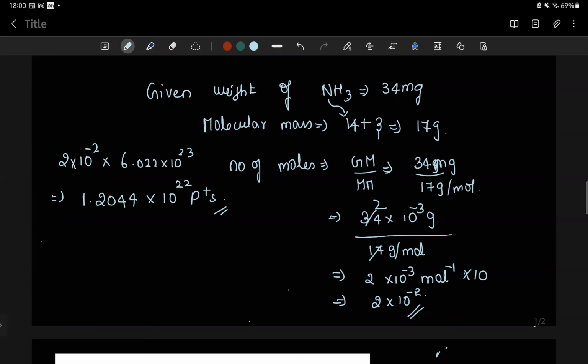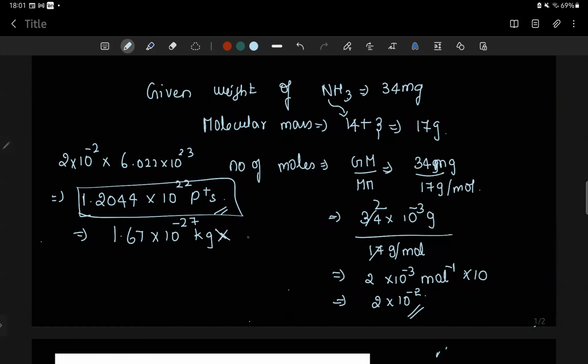6 point. I think you know about mass of one proton. You know, right? We gave charge, mass, mass of proton, mass of electron, charge of proton, charge of electron, everything. So from that, mass of one proton is 1.67 into 10 to the power minus 27 kilograms. Along with the moles we got, in accordance with moles. So what did we do with these two? 1.2044 into 10 to the power 22.